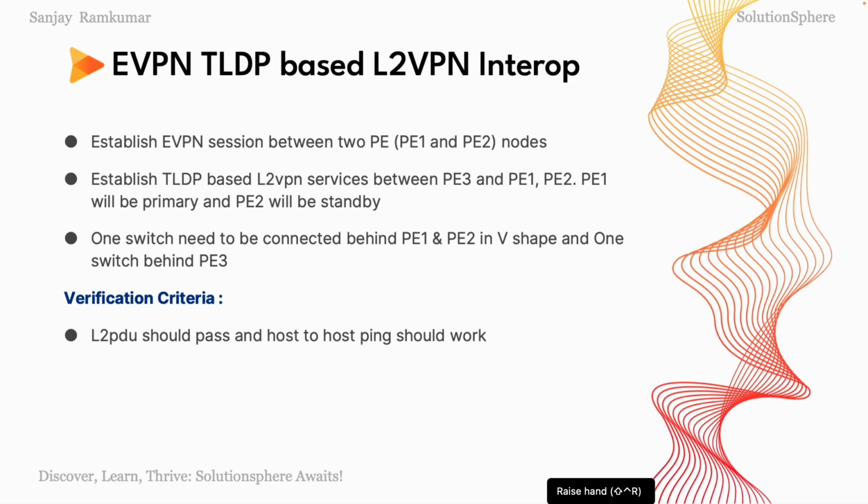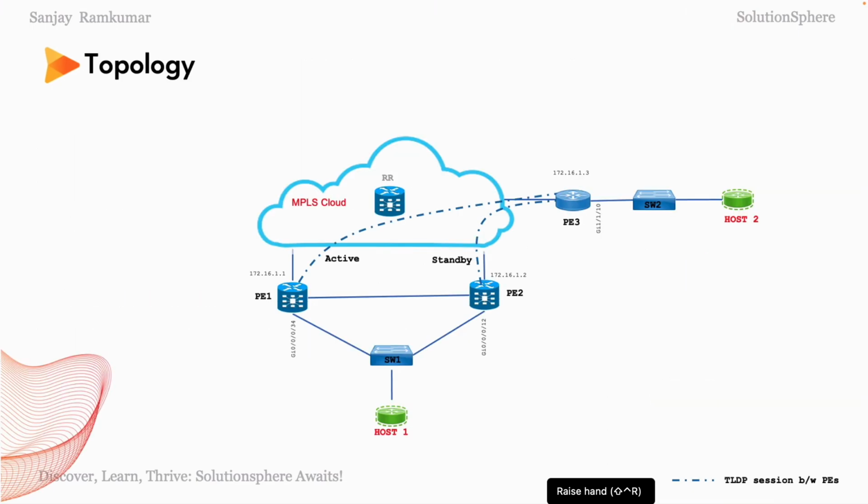Can you show me the topology again? Okay, so P1 and P2 you are running with the EVPN, and P1 to P3 and P2 to P3 you are having a pseudowire, right? Right. And we want to demonstrate that host 1 will be able to reach host 2. Right. Okay, understood. Thank you.